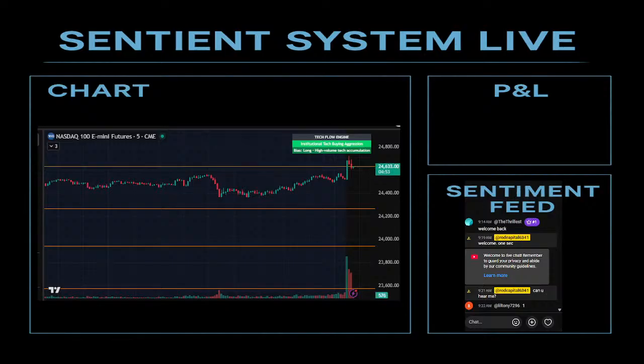Could get a nice pop here. I'm going to try a light position. Order filled. Start a position here. All right, nice pop so far, about 13 points here.